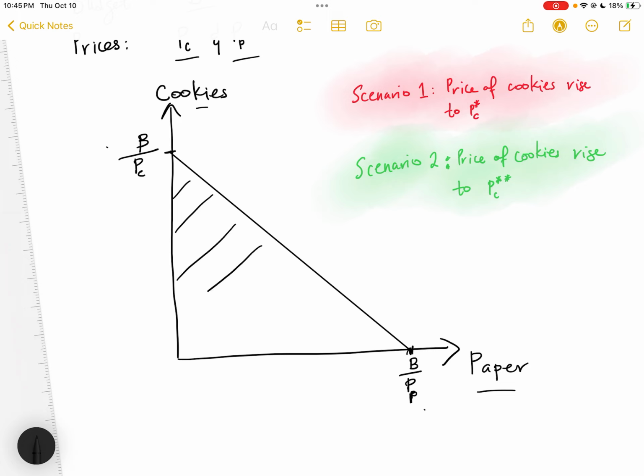Okay, what does this area signify? What does this area I am shading right now signify? That is the area we can afford. So we can afford everything on the budget line and under the budget line. We can afford all of that. So, when the price of cookies rises, what happens to this shaded area? The shaded area should shrink, because when prices are higher, or when goods become more expensive, we can't afford the number we used to afford, right?